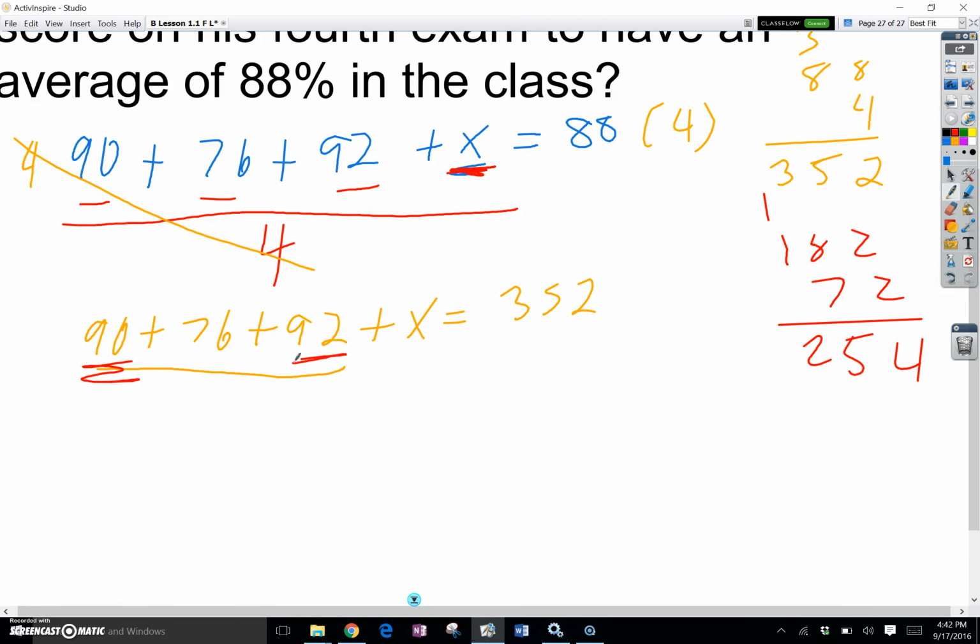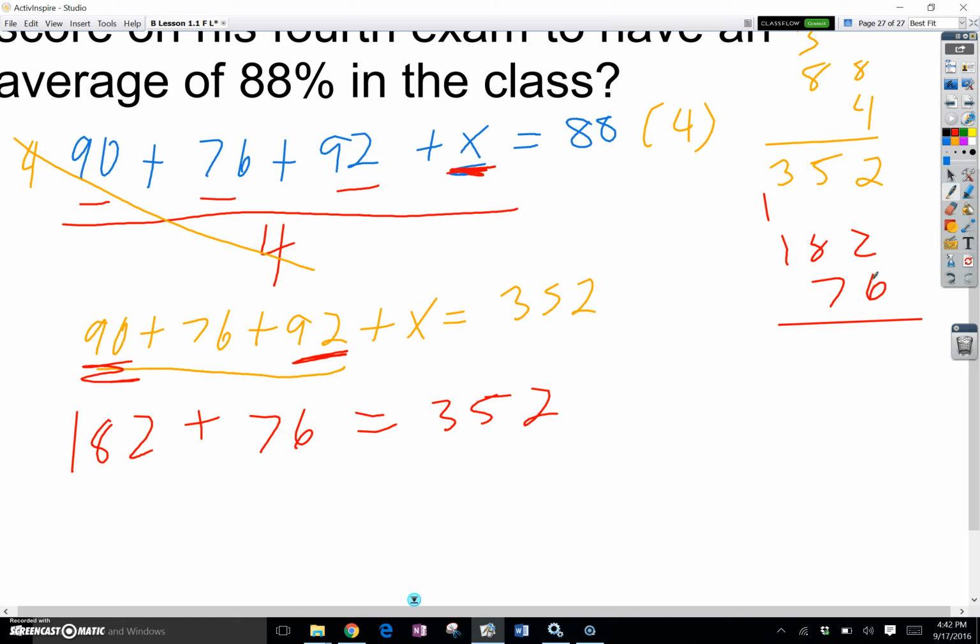So I have 90 plus 92, which is 182, plus 76 equals 352. And 182 plus 76, when I add that together, that'd be 2 plus 6 is 8, 8 plus 7 is 15. So it'd be 258. So if I had 258 plus X, that's going to add up to 352.